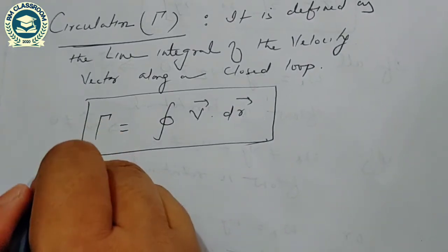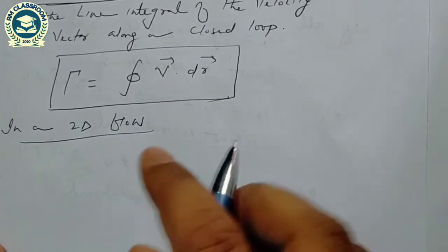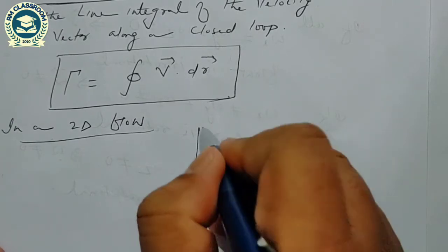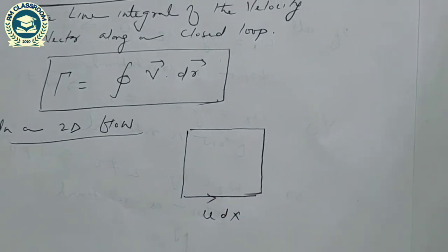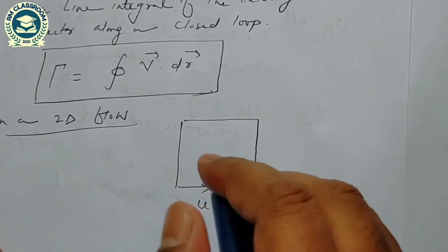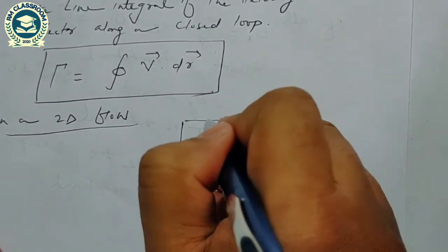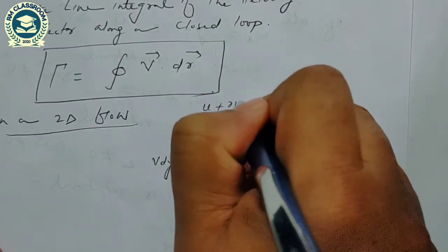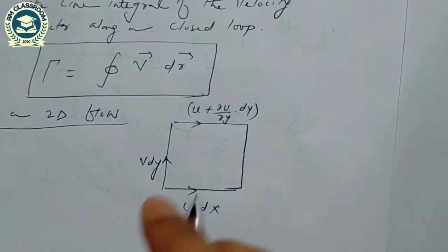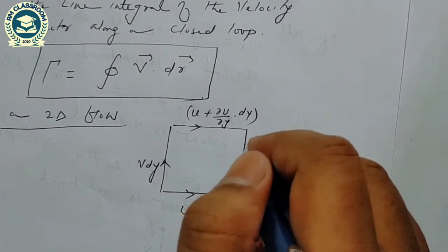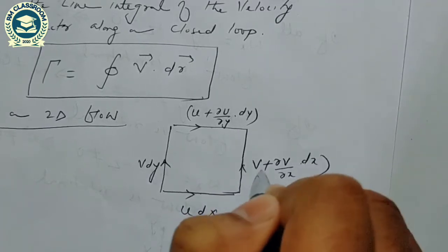In a two-dimensional flow, if this is the closed loop, this velocity is u into dx, line integral, this is v into dy, u plus del u by del y into dy, and this one is v plus del v by del x into dx.